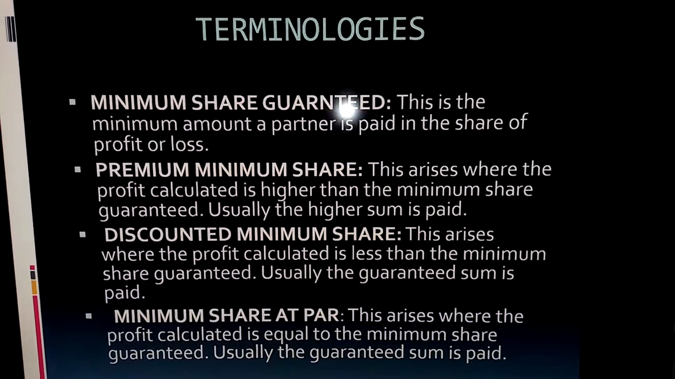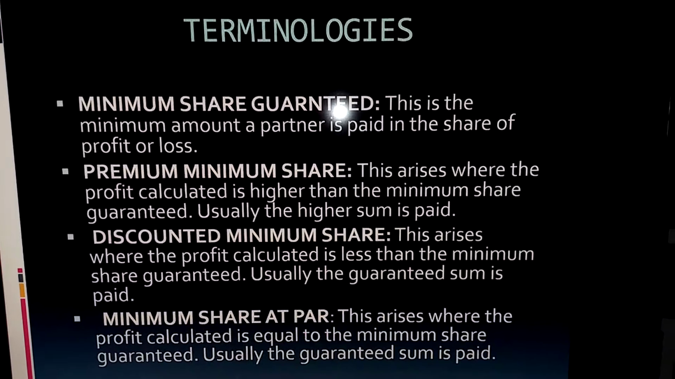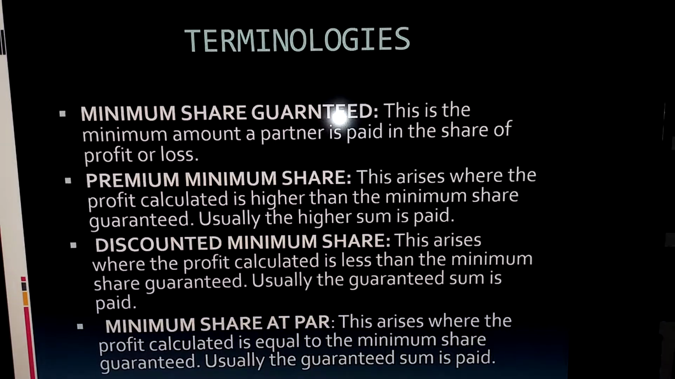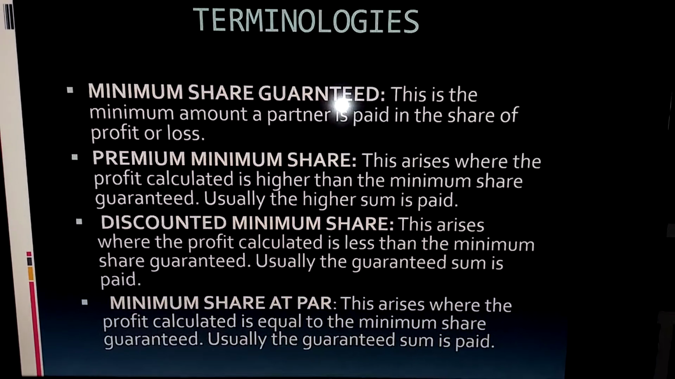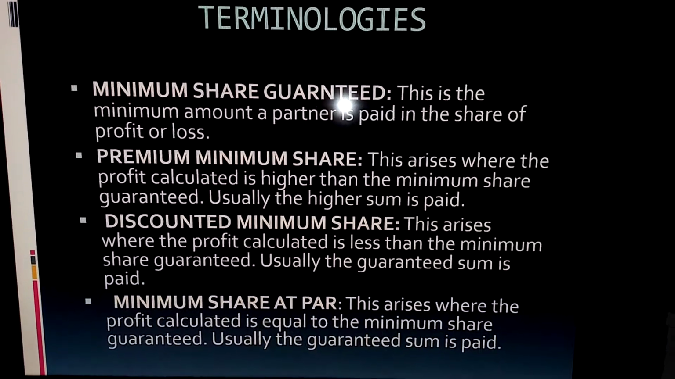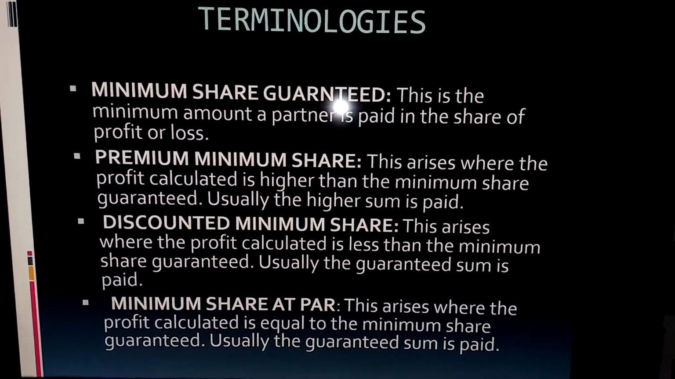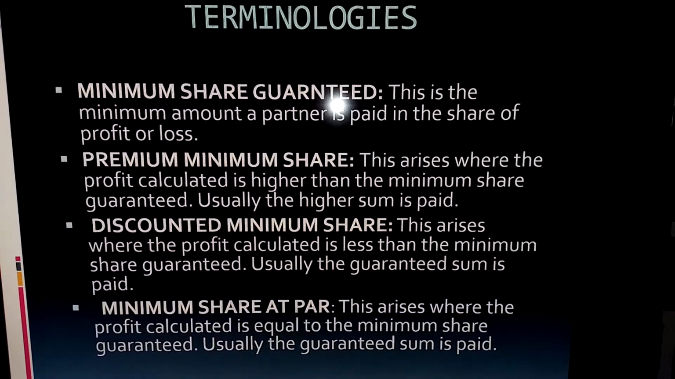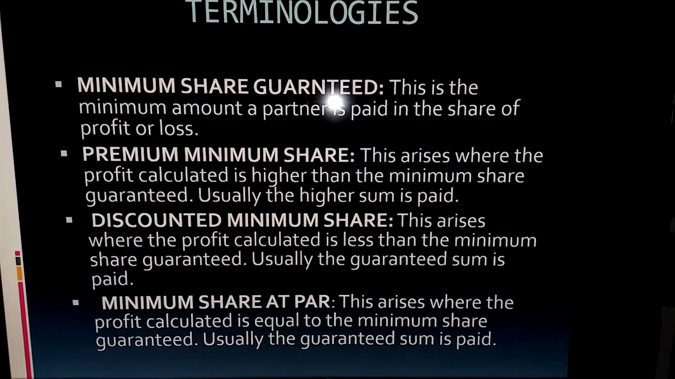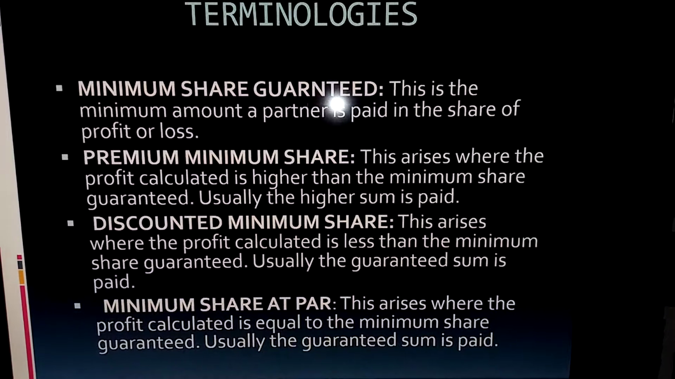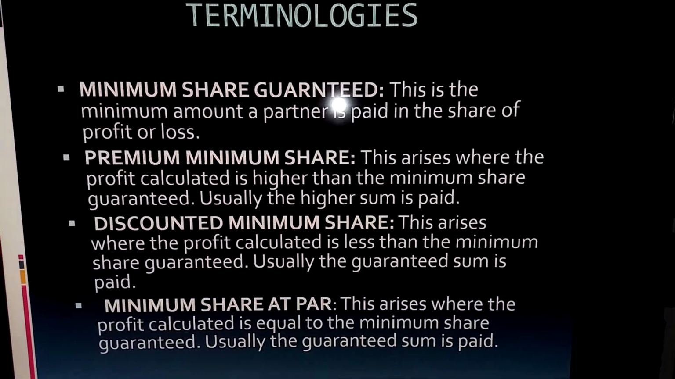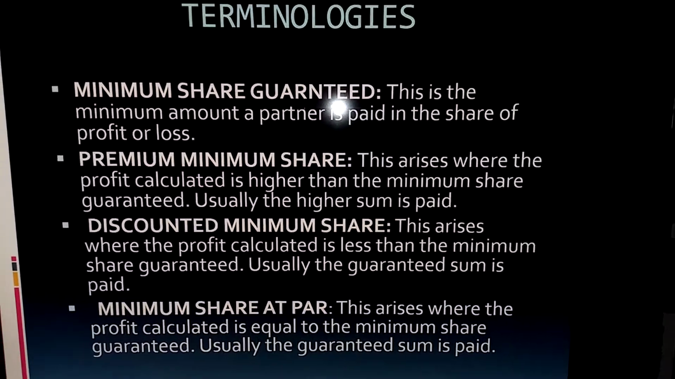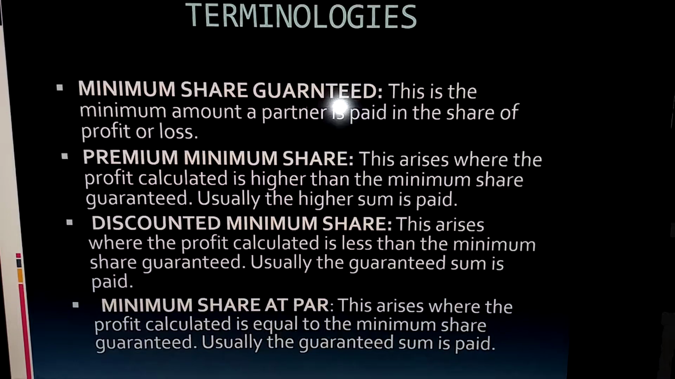Now in some partnership business, some partners are guaranteed a minimum amount of the share of profit. What I'm saying is that no matter how small the profit is, the partner is guaranteed a particular sum. He cannot get less than that amount. So you can have a partnership business where you agree that as a partner, you can't get less than 1 million naira. That 1 million naira is called the minimum share guaranteed, or minimum sum guaranteed, or guaranteed minimum sum, or guaranteed minimum what? Share.